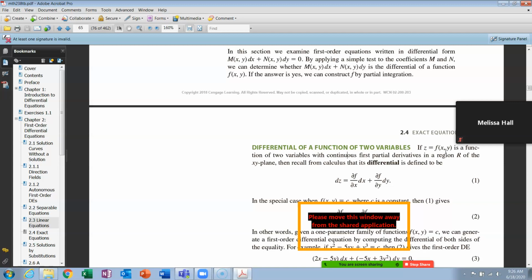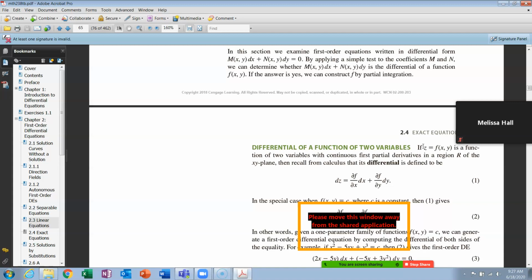Okay? Now, it doesn't have to be the entire xy plane. This function z equals f of xy has to have continuous partial derivatives on a given region of the xy plane. You can't have any going to infinity there or something else. It has to have continuous partial derivatives in that region.